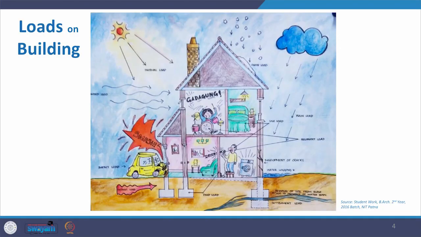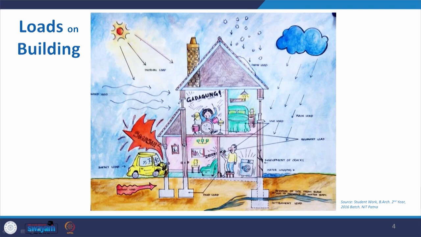In structural calculation, there are different handbooks from which different input parameters will be taken into consideration. Now, before we discuss each of that load in detail, to get a better idea, let us focus on this image. This is a work by a group of students. It is a cartoon type image, but it says a lot, where it shows different kinds of load. So, starting from the sun.